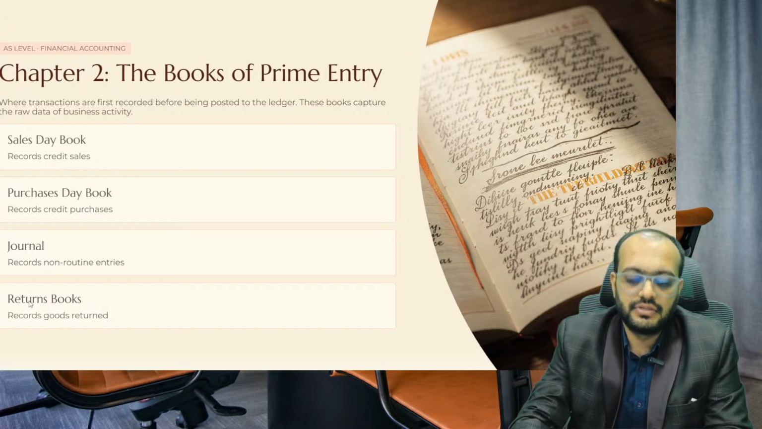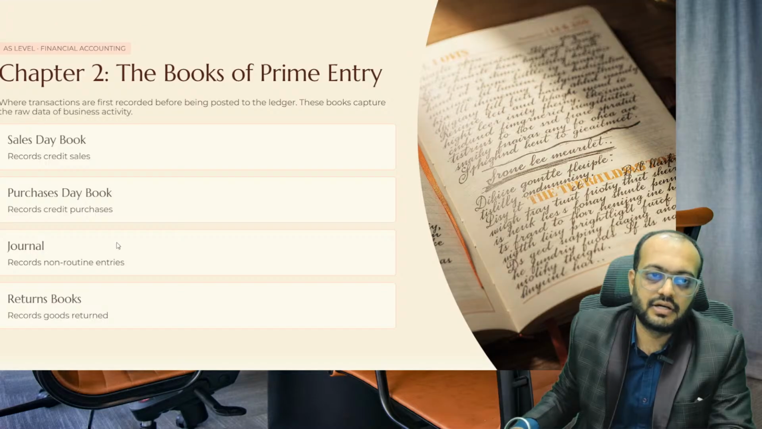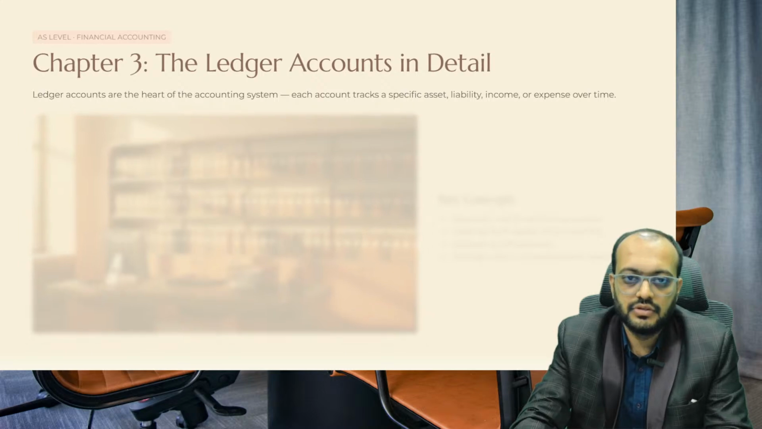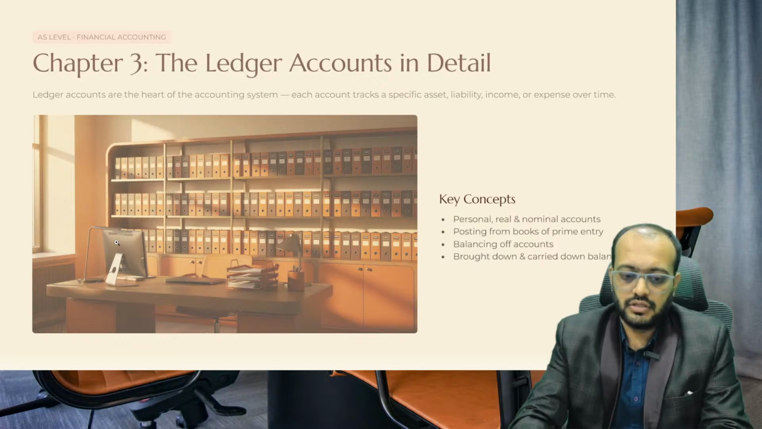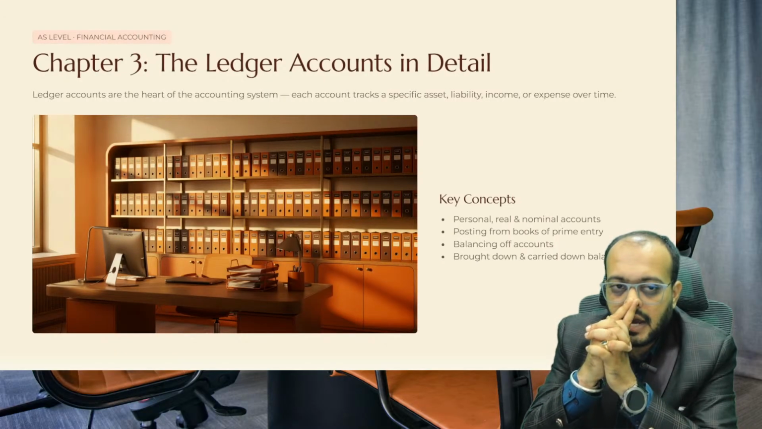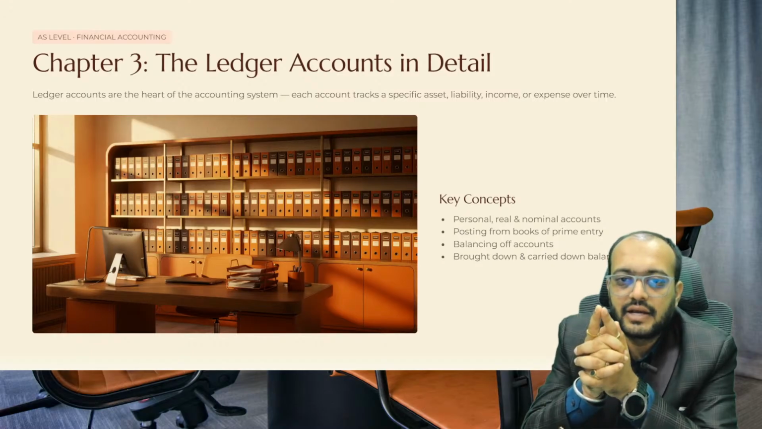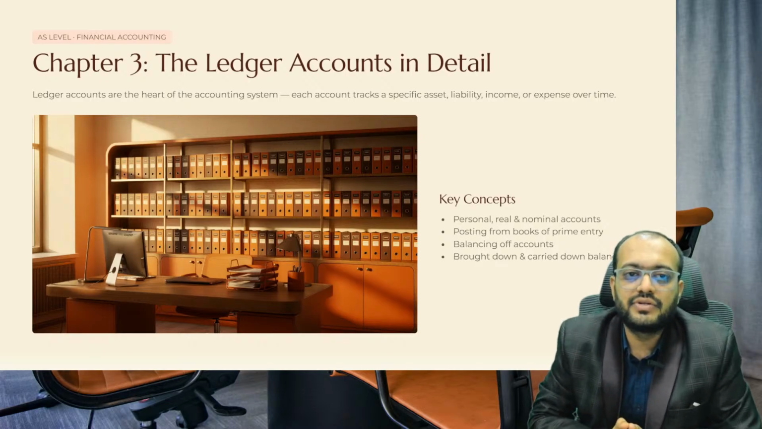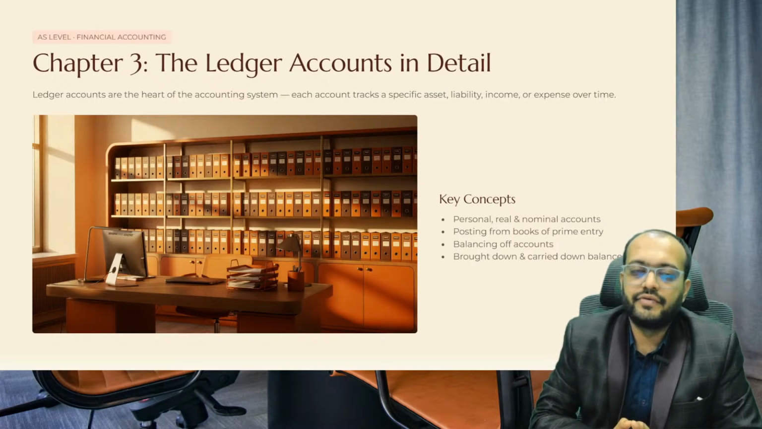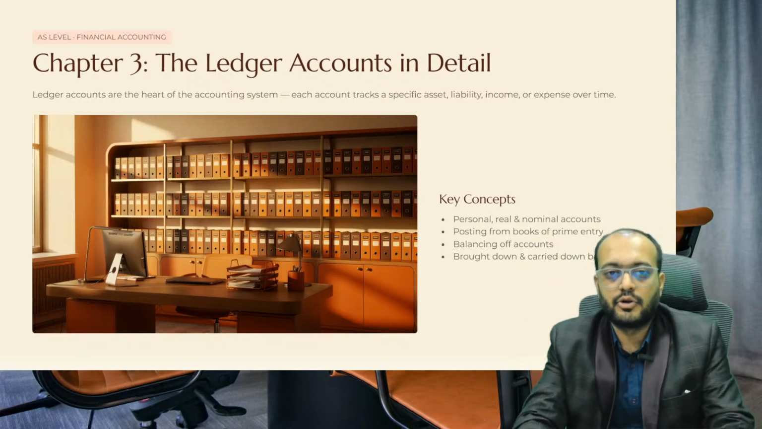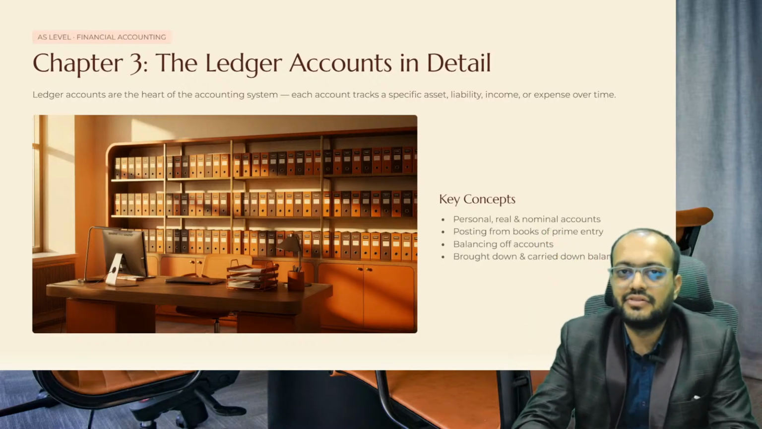Next, move to chapter number 3. The third chapter in accounting is the ledger account in detail. See students, practically speaking, if you are a businessman, we do thousands of transactions during the year, but we have to classify the transactions according to category, for example assets, liability, income, expenses. So the ledger account is the heart of the accounting system. We will see the classification of accounts like personal, real, nominal, and even the modern classification, in detail in this chapter number 3.